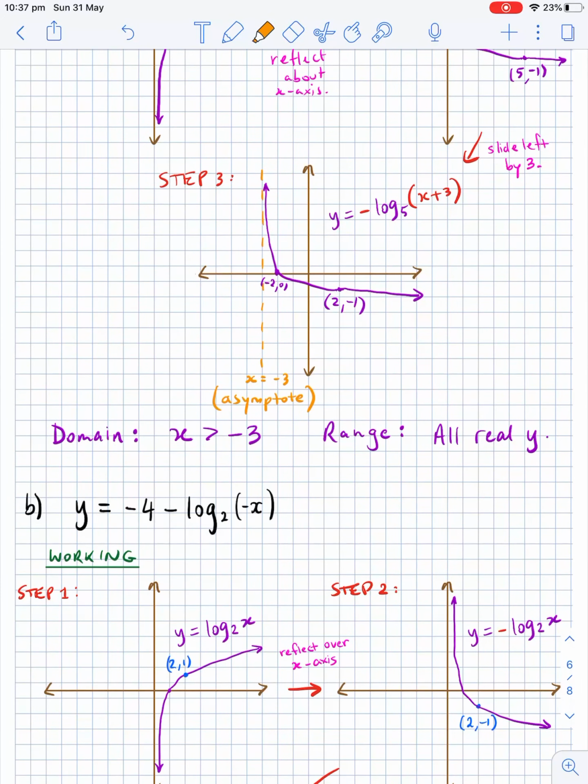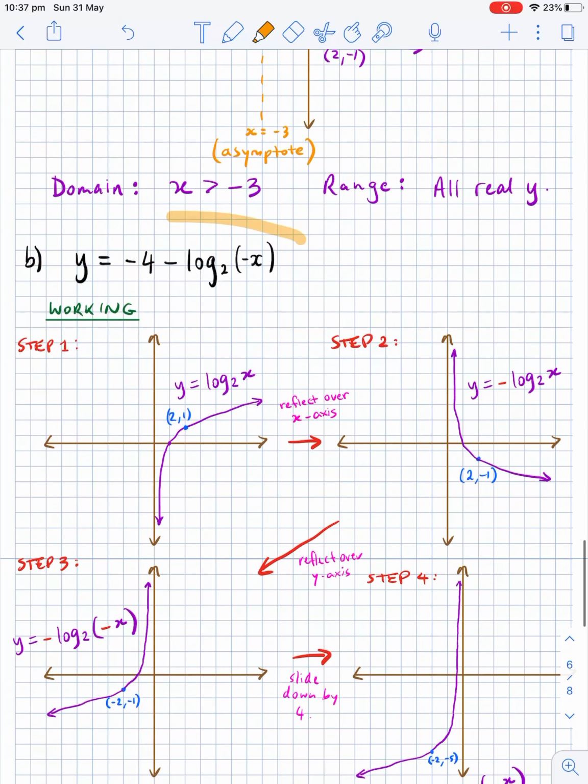The domain of this is literally going to be all our x values, so it's going to be everything bigger than -3. It's definitely not going to be equal to -3 because it just gets closer and closer to it. It doesn't ever get to that asymptote. And our range is going to be literally all values of y. This is definitely shooting up to infinity, and this, even though it doesn't look it, will eventually get all the way down to -infinity as well.